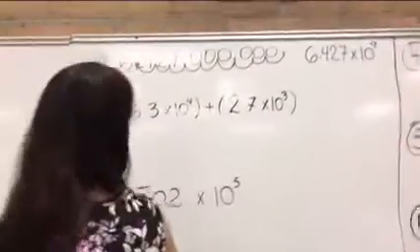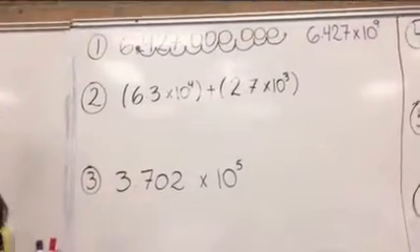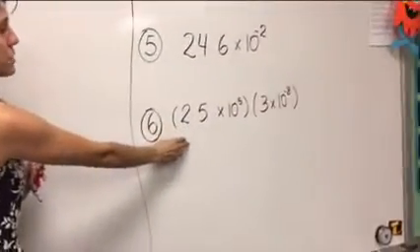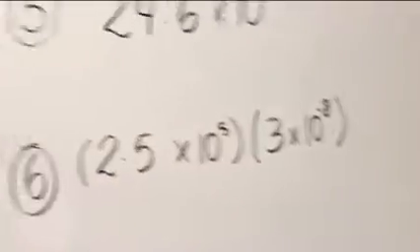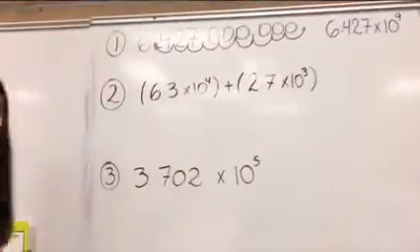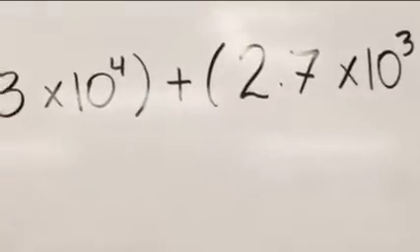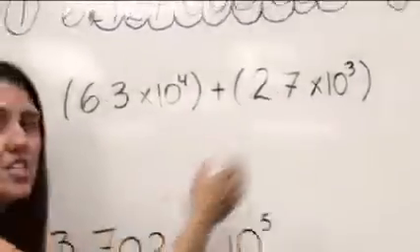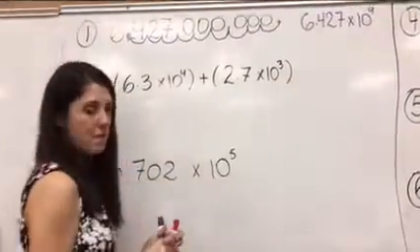Now for the second problem, it's asking me to solve that. Another thing that I want you to pay attention to, this problem here is completely different from this problem right here, which is number 6. Problem number 6 is a multiplication, multiplying numbers written in scientific notation. Number 2 is adding. So anytime I'm adding or subtracting numbers written in scientific notation, I need to make sure the exponent is the same.